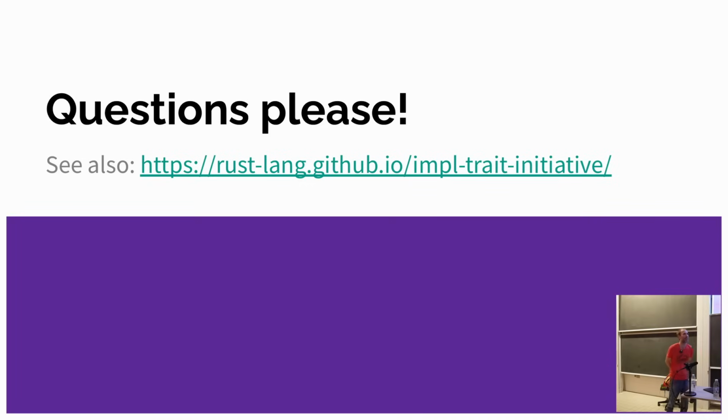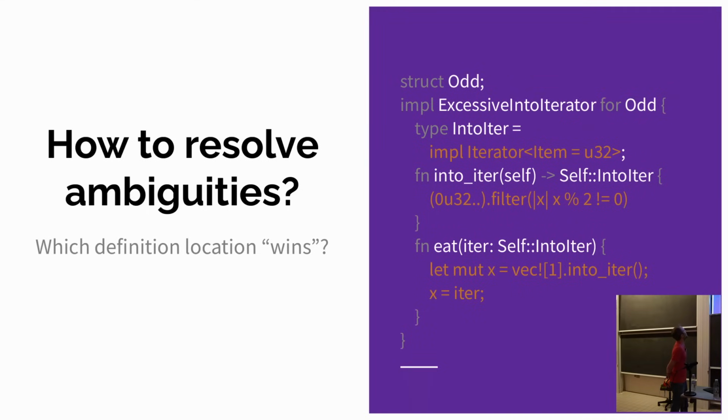Yeah. So a question about your example, the one with the eat function. This one? Yeah. So you say which definition wins? Yeah. But if I understood you correctly, the impl in the type IntoIter, that's just an existential type. And the sort of implicit impl you have in the eat function, that would be a for all type.